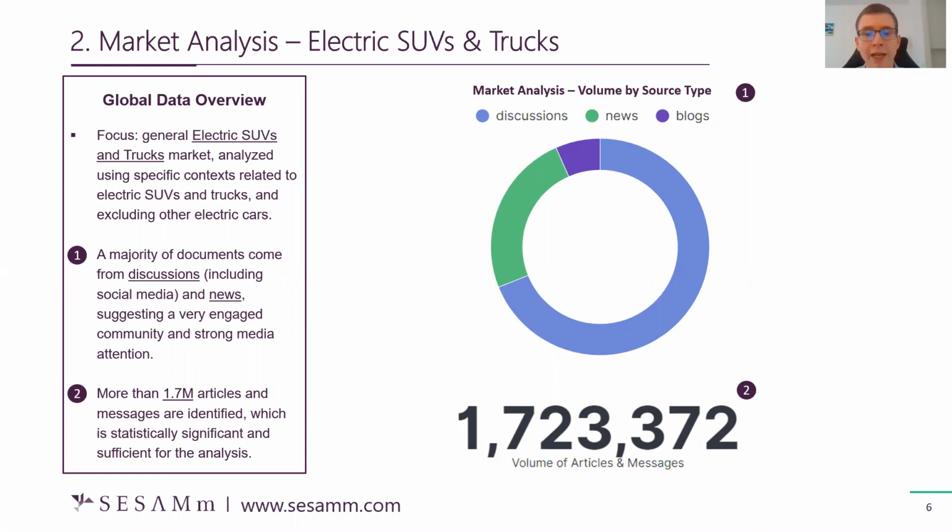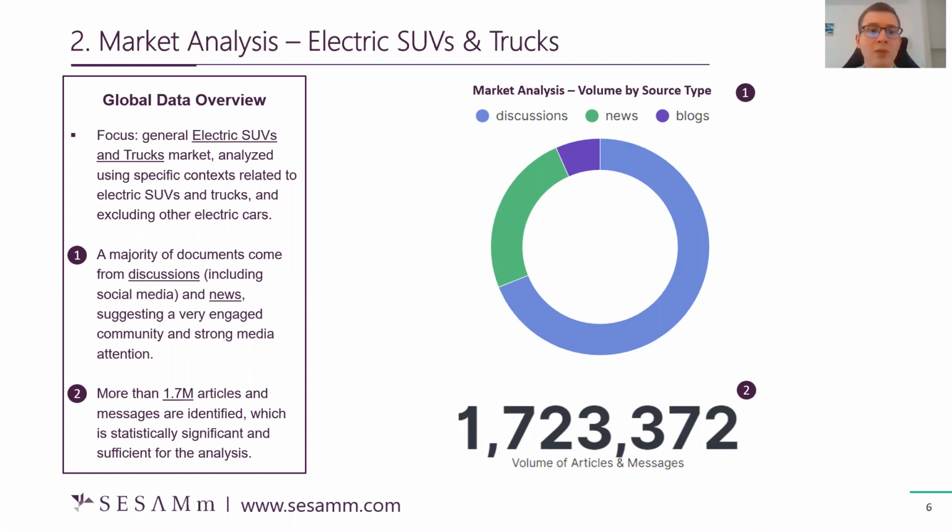So we don't collect any additional data. Our data lake is so large that we just have to create the request and look for the information that is available. So for the electric SUVs and trucks market, we have around 1.7 million articles and messages. We exclude anything that is related to electric cars or to diesel cars, for example.